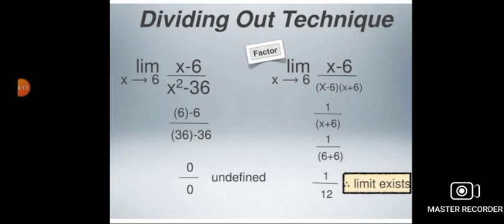So, let's factor. The limit of x minus 6 over x minus 6 times x plus 6 as x approaches 6. So, 1 over x plus 6, 1 over 6 plus 6 is equal to 1 over 12.